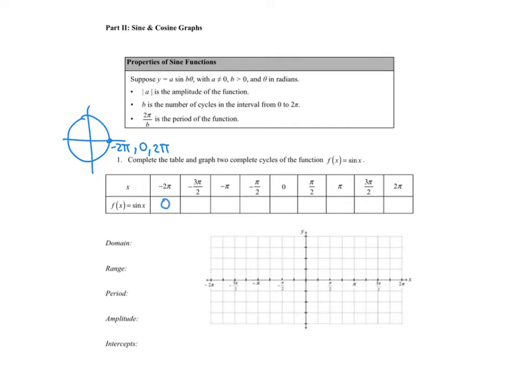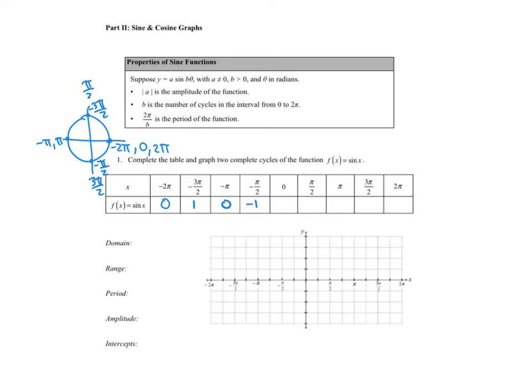Sine of -3pi/2, -3pi/2 would be coterminal with +pi/2 up at the top of the unit circle, and the y-coordinate at that point is 1. -pi is coterminal with pi, and the y-coordinate is 0. -pi/2 is coterminal with 3pi/2. Down at the bottom of the unit circle, the y-coordinate is -1.